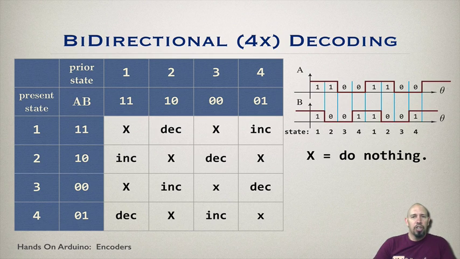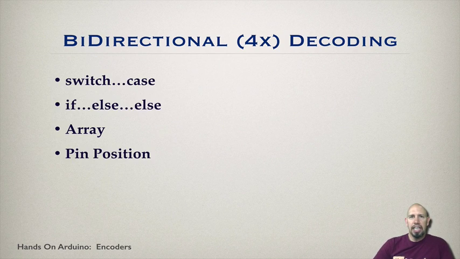Now in terms of code, how would we implement a complicated setup like this? It's like any programming, there are a number of constructs that can be used to do that kind of thing. We can use the switch case methodology. We can use if, else, else, else kind of thing. We can use an array, and we can use pin positions. I'm going to use pin positions later when I come to talk about the pin change interrupts.